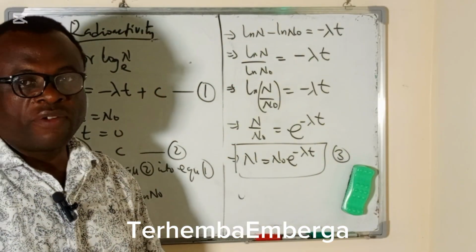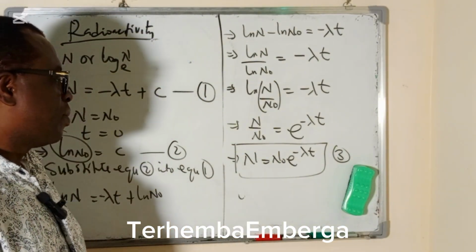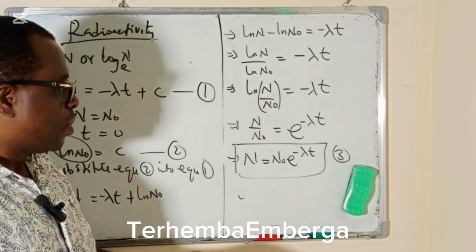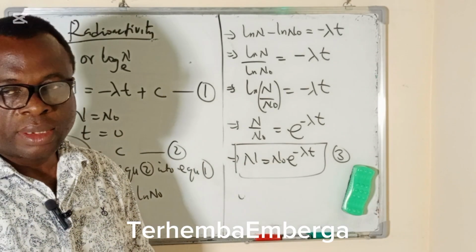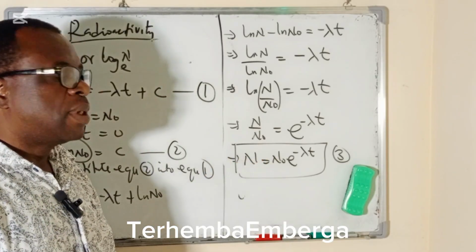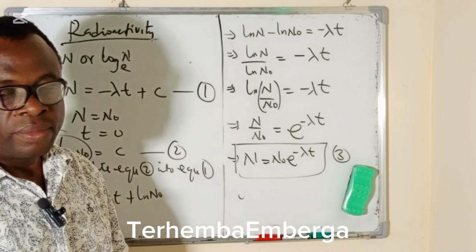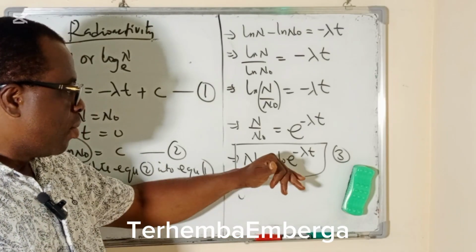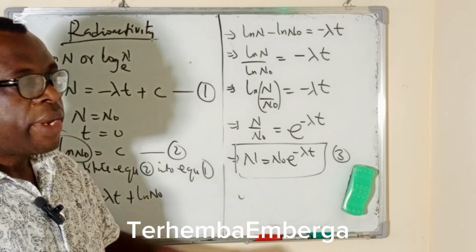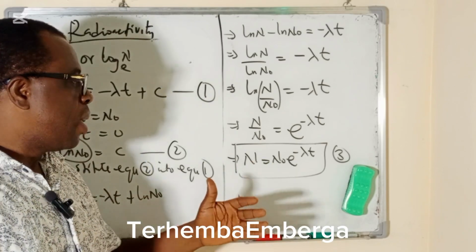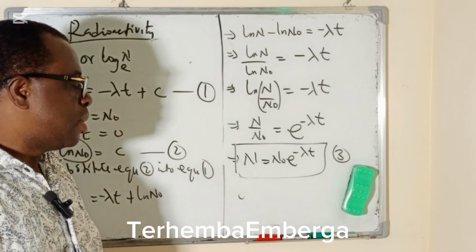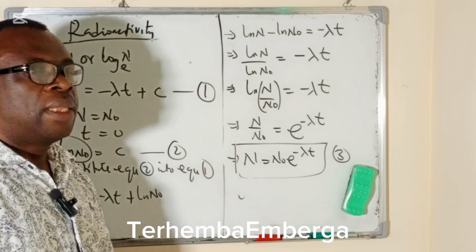This equation is very, very important as far as radioactivity is concerned. Many of you have been saying this, but you don't know how it comes about, how it is derived. So at this point, we have derived this, and in our next class, we'll go into the application, how we can use this equation to calculate so many things.